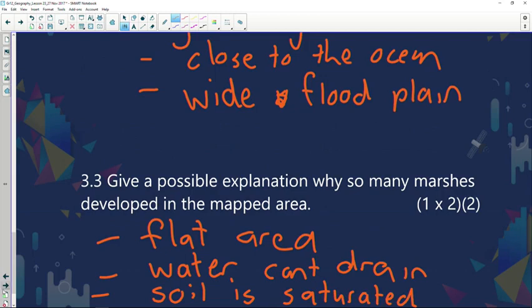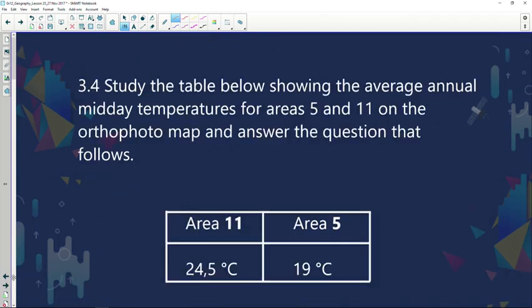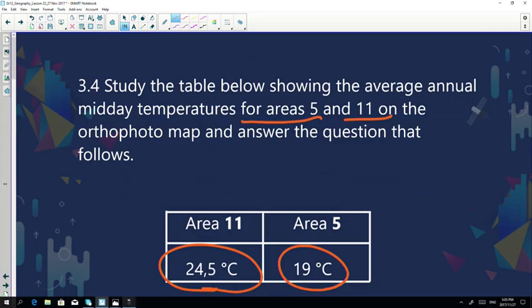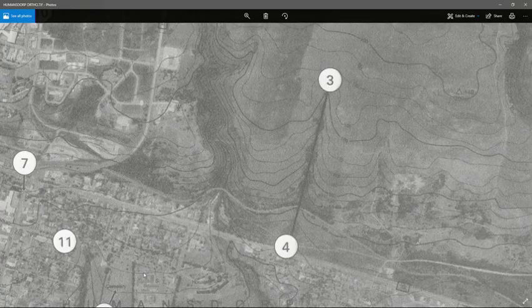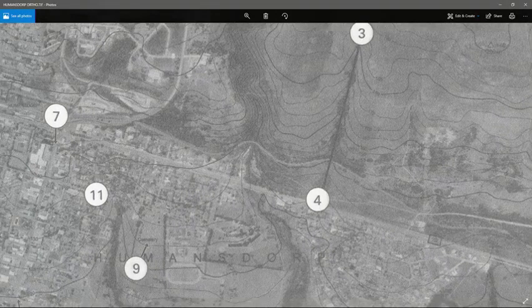Let's quickly have a look at our next question. Now study the table below showing the average annual midday temperatures for areas 5 and 11 on the orthophoto map and answer the questions that follow. If we quickly have a look, area 11 experiences higher temperatures of 24.5, area 5 only 19. Now let's go and have a look. What do we see? There's area 11.